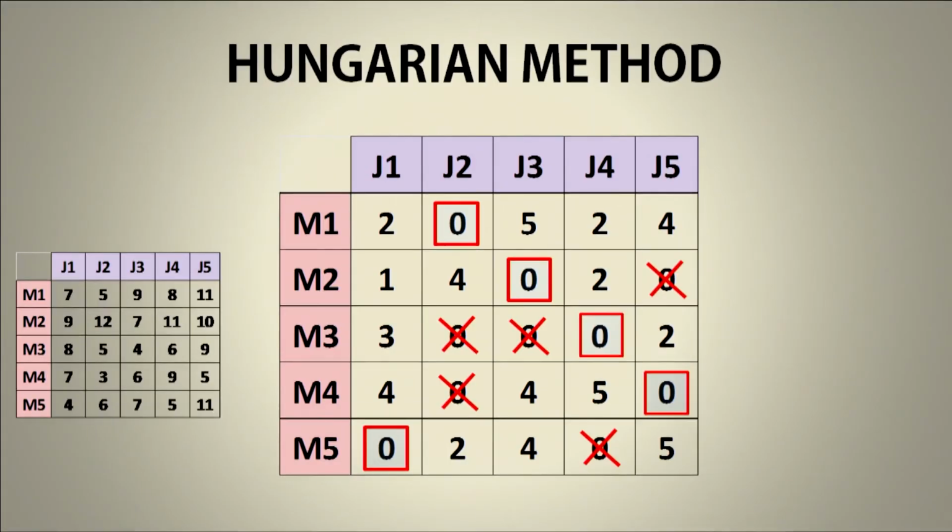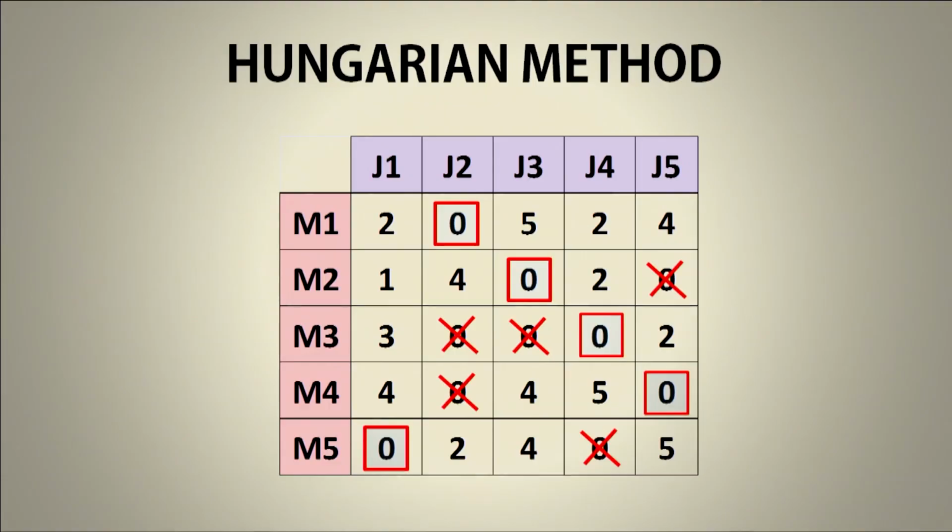Now across marked zeros, go for assignment. That is, M1 can be assigned J2, M2 can be assigned J3, M3 can be assigned J4, M4 can be assigned J5 and M5 can be assigned J1. That is, assignments are given for all the machines by using all the 5 jobs. So, this table gives the minimal assignments.